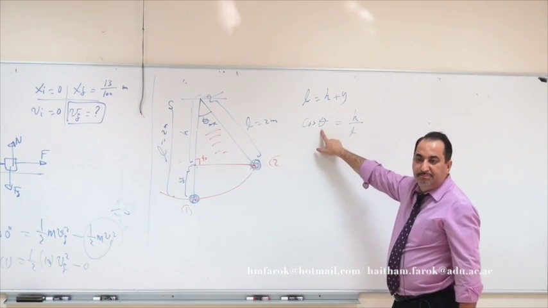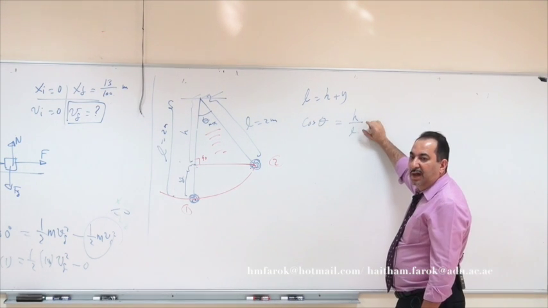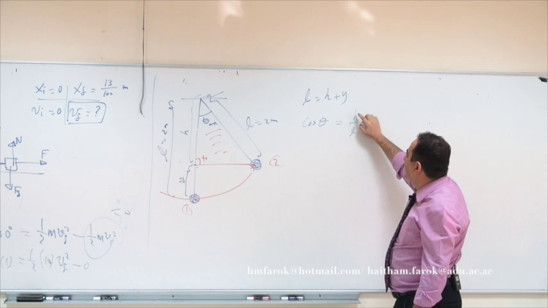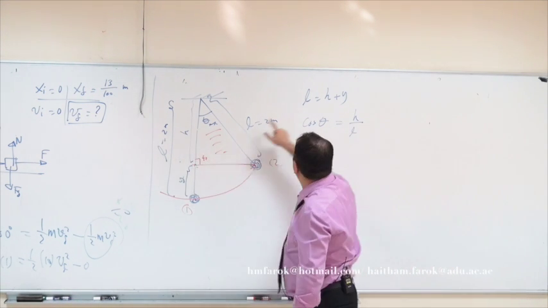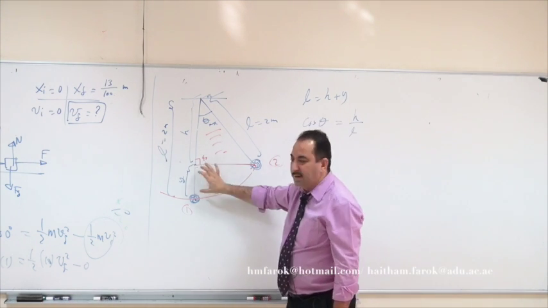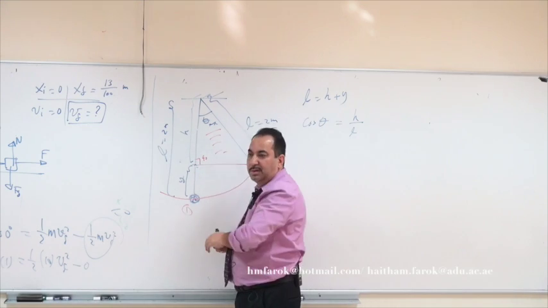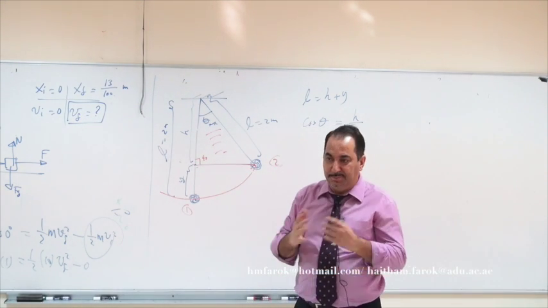We want theta, yes? To find theta, what do you need? H and L. L is given or not? So what is not given? Now, to find H, you have to know L and this is Y, yeah? So if you know how much is this Y, you got it. To find this Y, you have to do the equations for work.